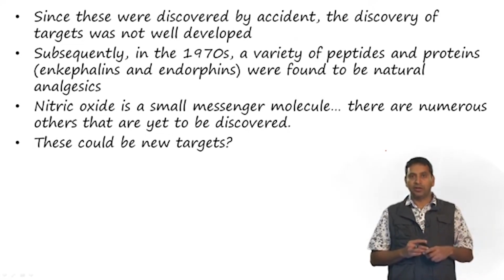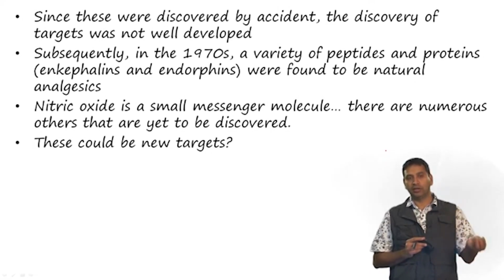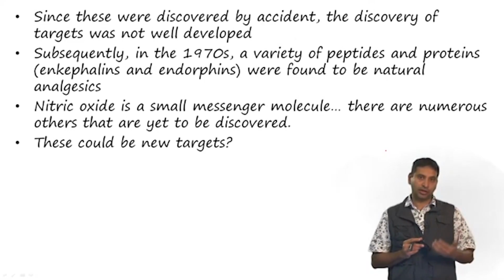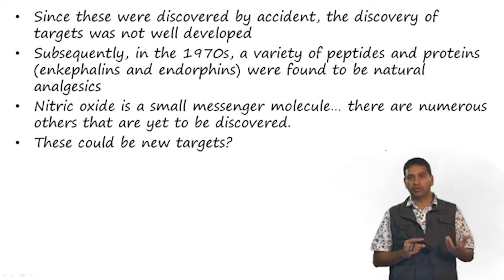In the 1970s, a variety of peptides and proteins, which are enkephalins and endorphins, were found to be natural analgesics. So, this was an important discovery because at this point it was not known that these are actually going to be useful in analgesic activity. So, these discoveries will help us with identifying new drug targets as well. And separately, in the 1970s and 80s, nitric oxide, which is a small gaseous messenger molecule, was also discovered to be an important signaling agent. Okay. So, therefore, inhibiting nitric oxide synthesis or enhancing nitric oxide generation can be new drug targets.